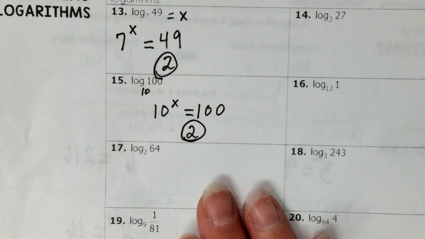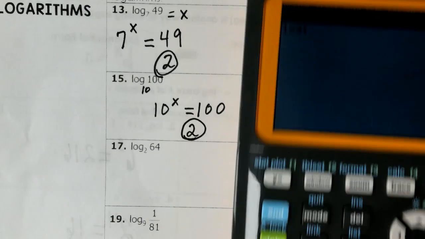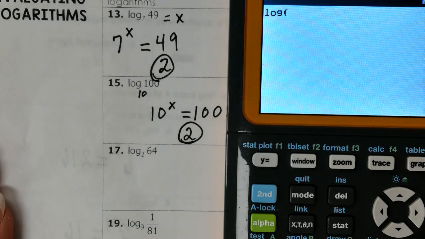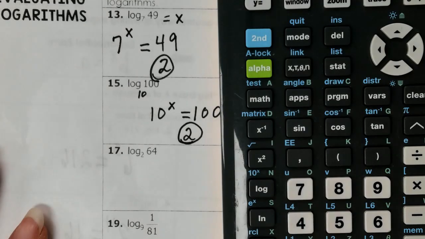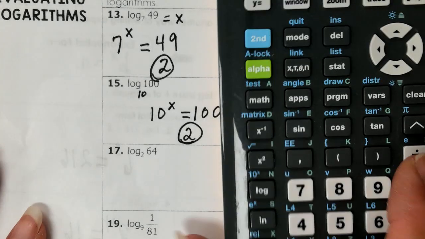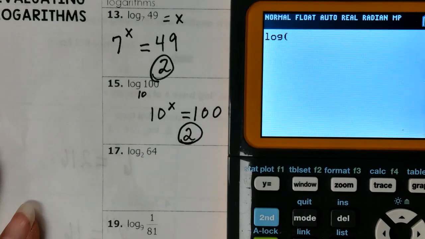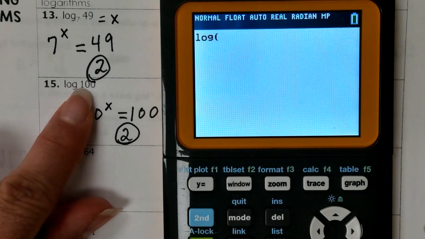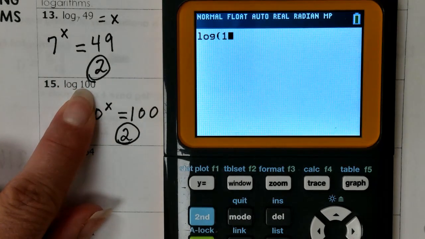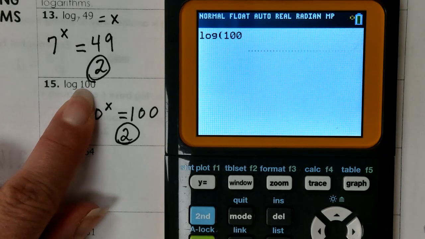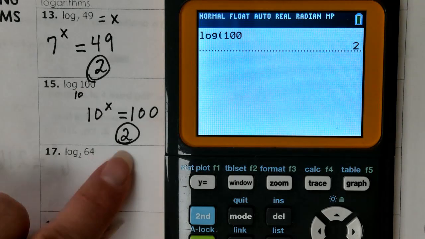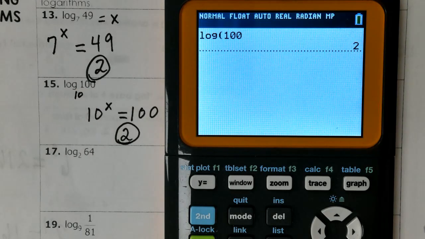But now I want to show you that calculator a minute. So go back over, and I'll clear it for a minute. I'm going to press the log button once, and then I'm going to press in the 100, and your calculator will work this. Notice it is also the answer 2. It will only do base 10s when you use that button, so be careful.